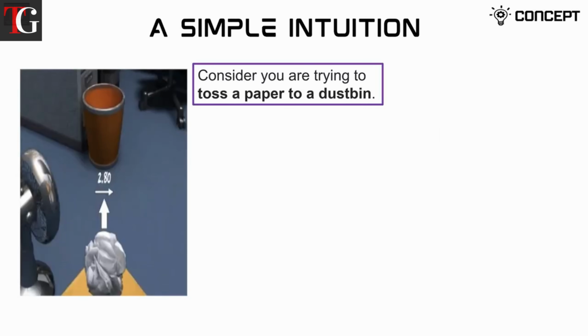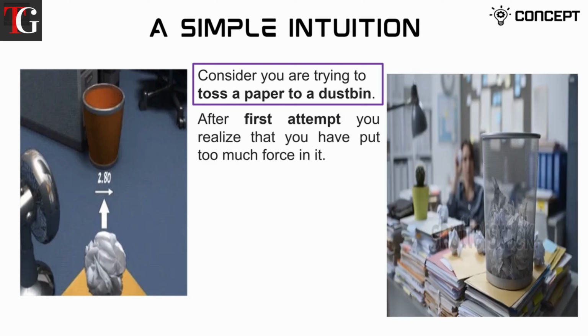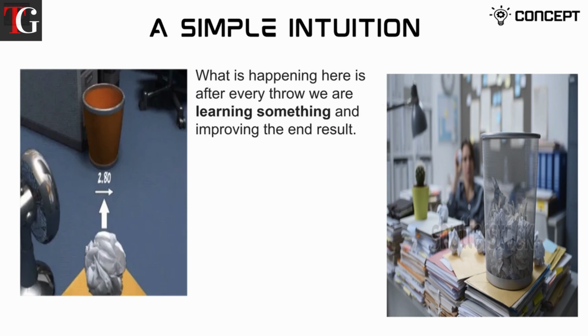In this video, we'll understand the simple intuition behind machine learning with few examples. So let's dive in. Consider you are trying to toss a paper to a dustbin. After first attempt, you realize that you have put too much force into it. After second attempt, you realize you are closer to the target, but you need to increase your throw angle.